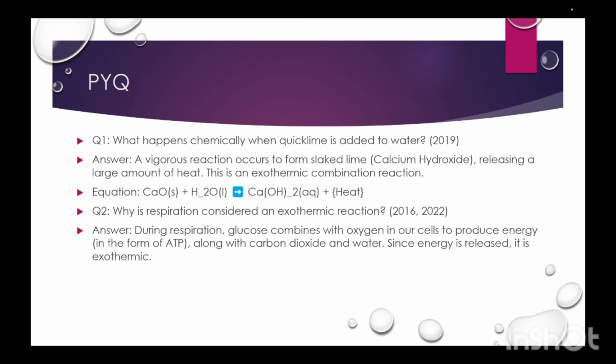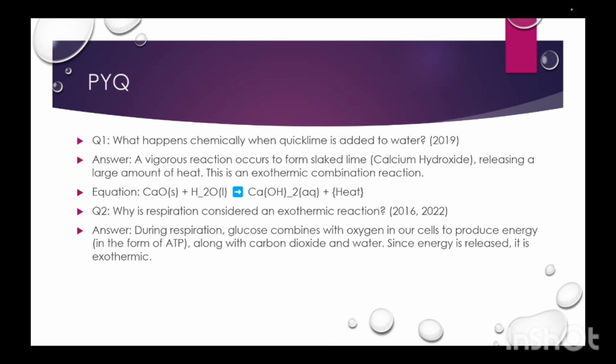Question 1: What happens chemically when quicklime is added to water? It has come in 2019. The question is a short answer type question. The answer is that a vigorous reaction occurs to form slaked lime. When you put the quicklime into the water, it will react, so it will form the slaked lime.